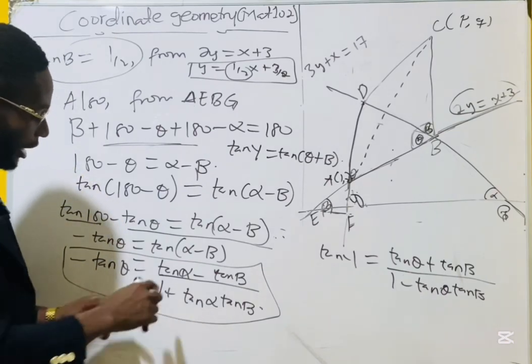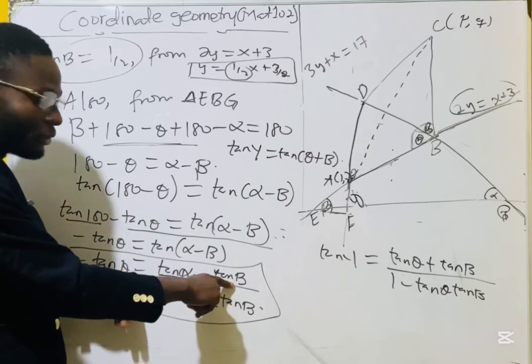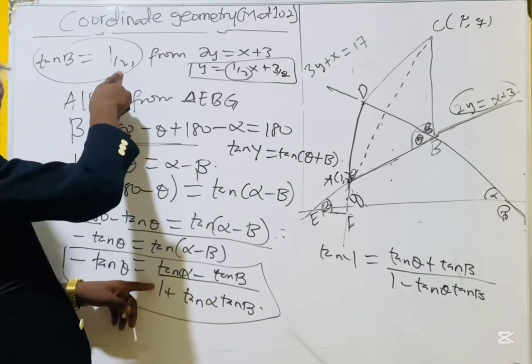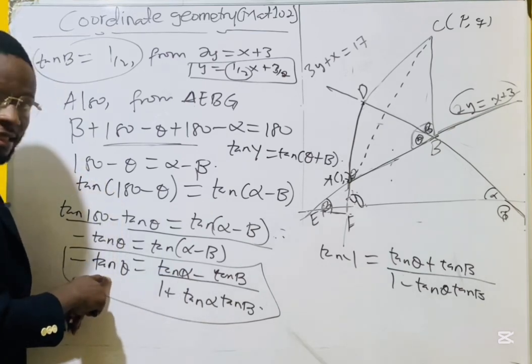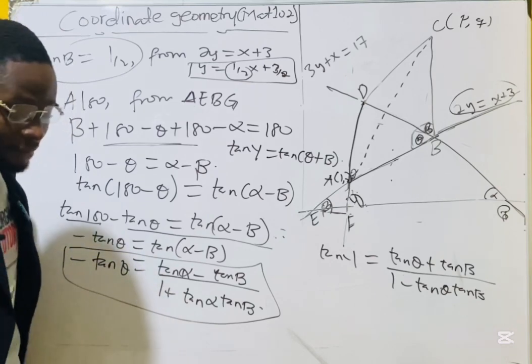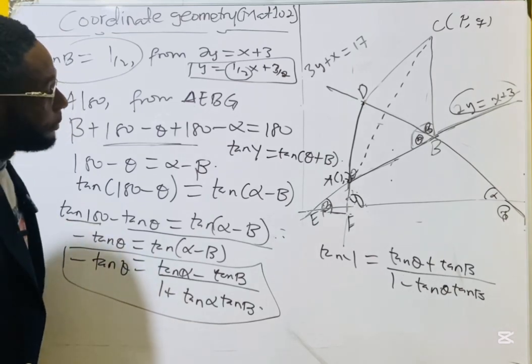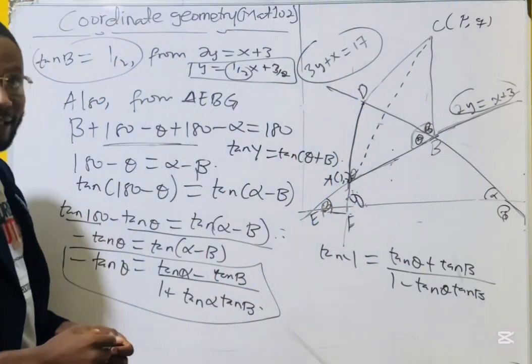So it means that we have to find tan alpha, because we already know tan beta to be what? Half. We have to find tan alpha so that we can know this tan theta, right? So what do we do next? We know that from here, we can note that, right?